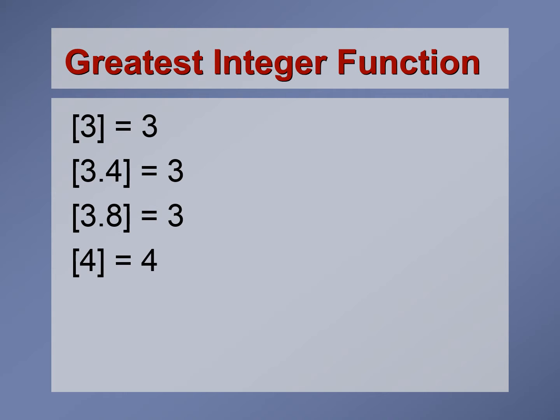So even 3.999999, your y value would still be 3. And then after you have passed the 4, and you go on to 4.1 and 4.2, then you start over. Then you're back at 4 all the way until you get to 5, and then you move up to 5.